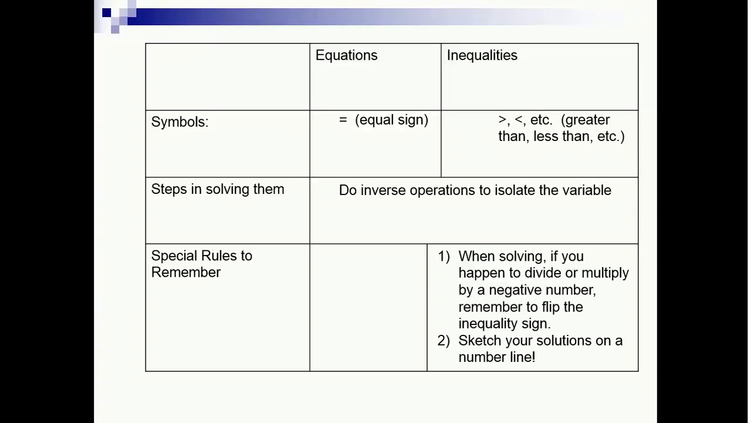But inequalities have some things you got to remember about. I would definitely write this down right here, okay? You don't need to write anything else down, but you do need to write this down. When solving, if you happen to divide or multiply by a negative number, you gotta flip the inequality sign. A few of you forgot to do that on your pretest. Then you need to make sure you sketch your solutions on a number line. So, let's actually take a look. What does that look like?